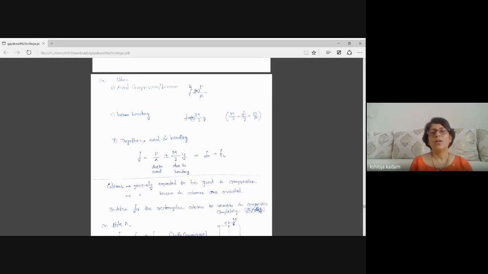For compression, the formula is F is equal to P by A, and for bending, I have the formula, most important for your exam result. And if both things are happening, I have to club these two, superimpose these two formulas, and find out the final stresses. Okay.